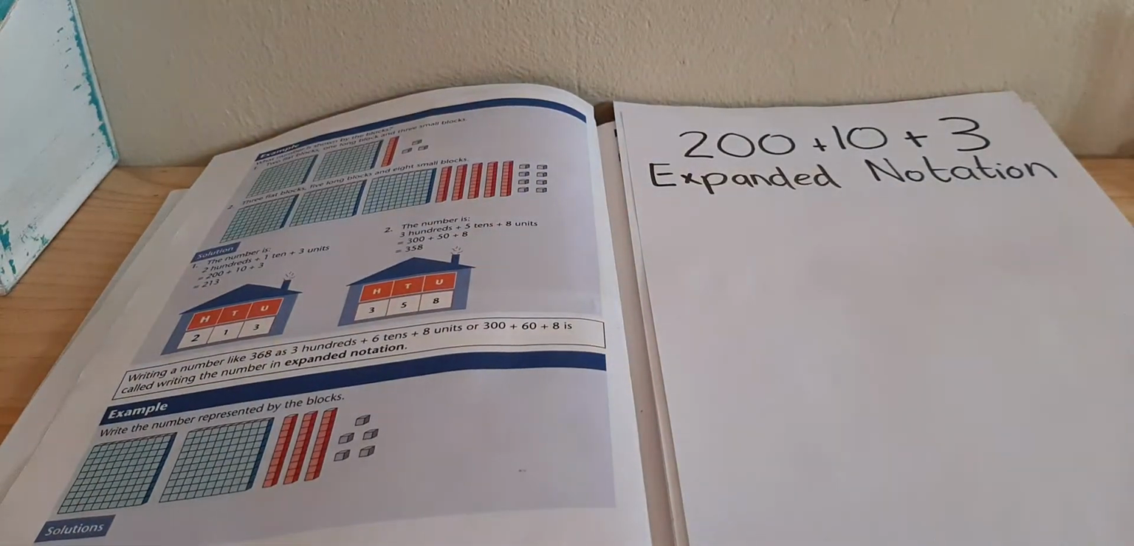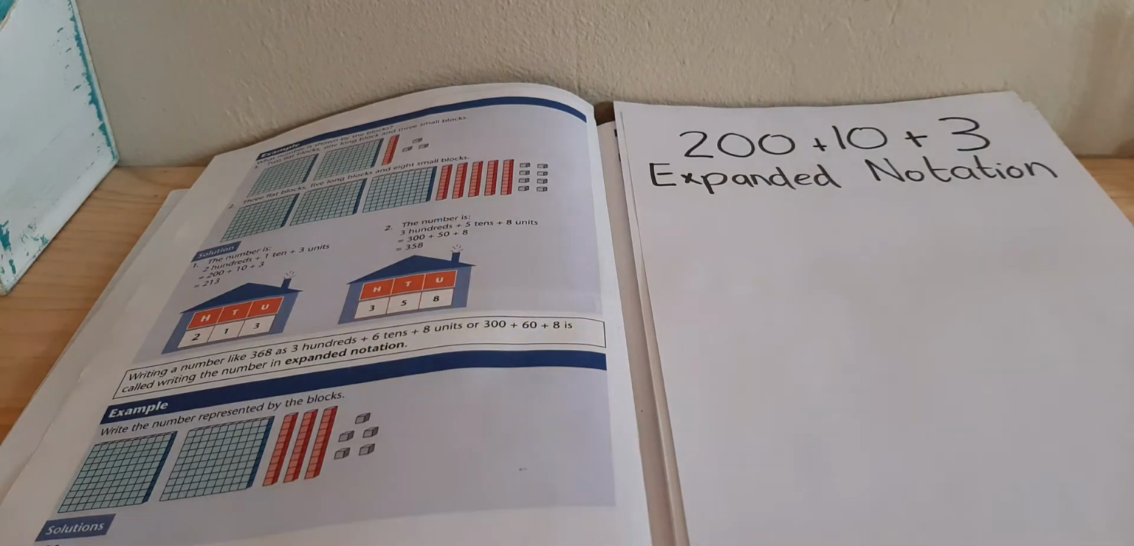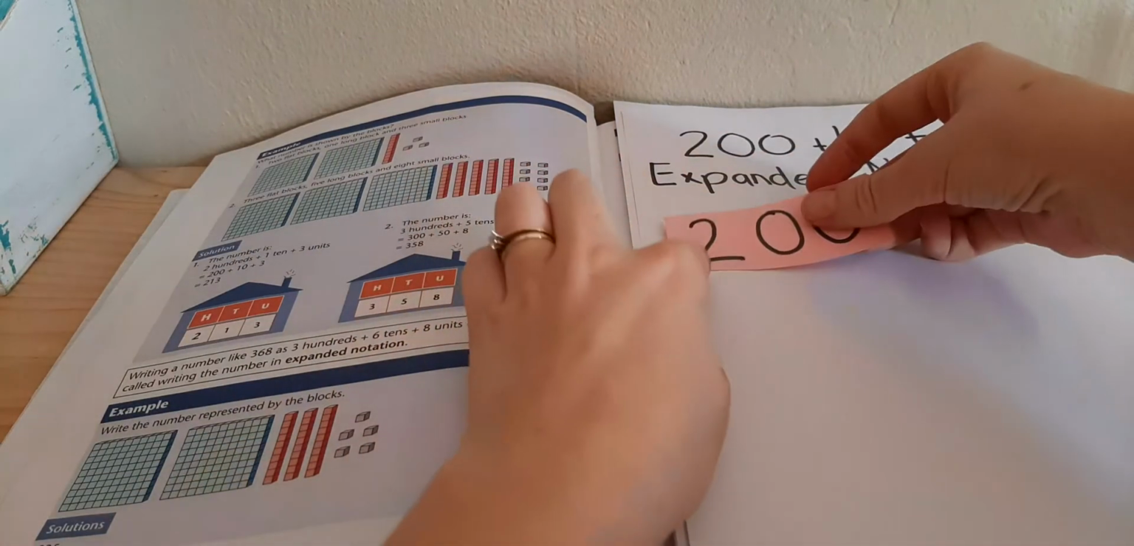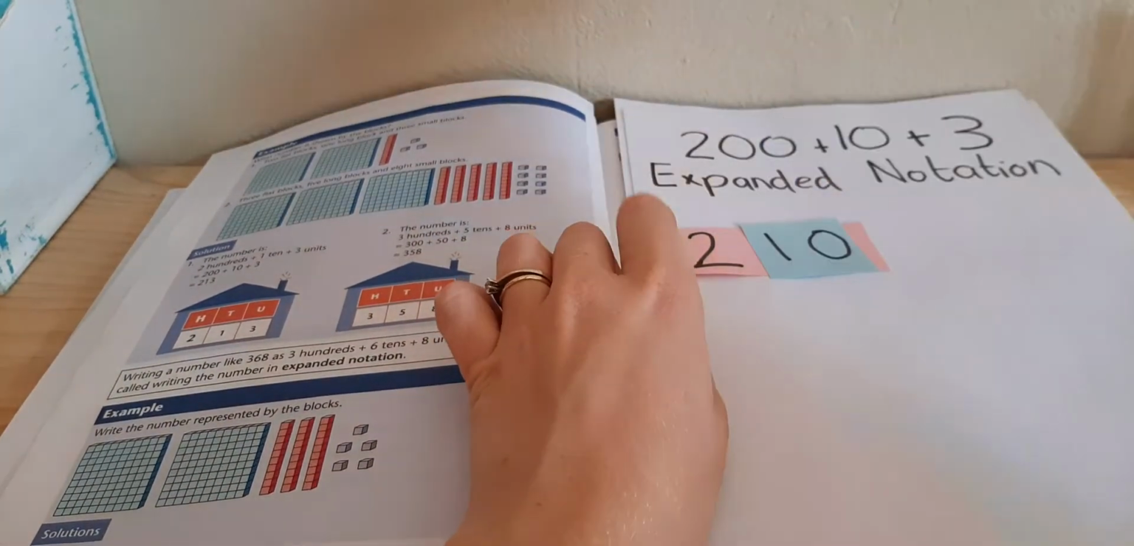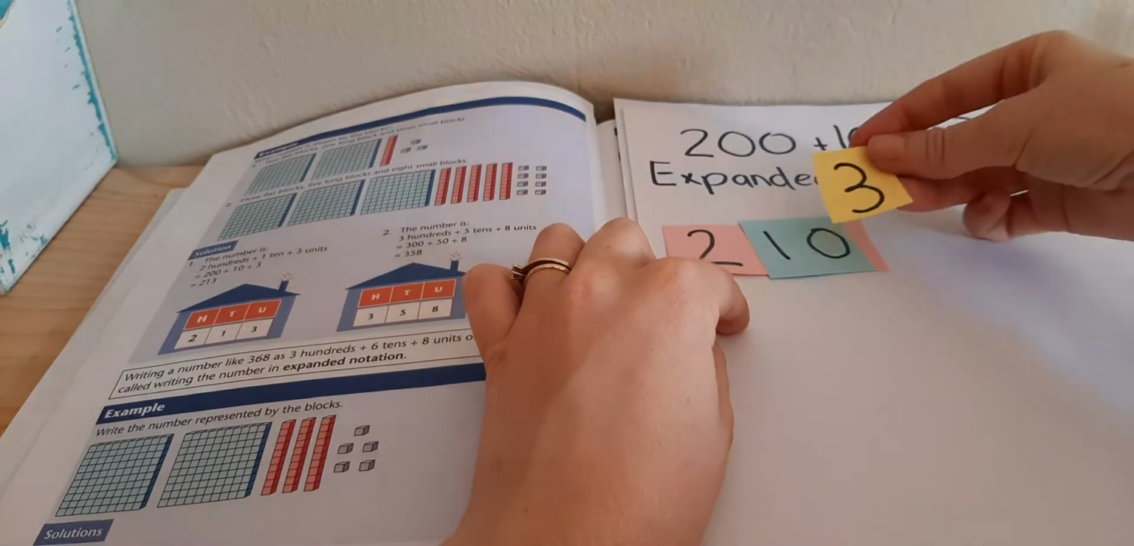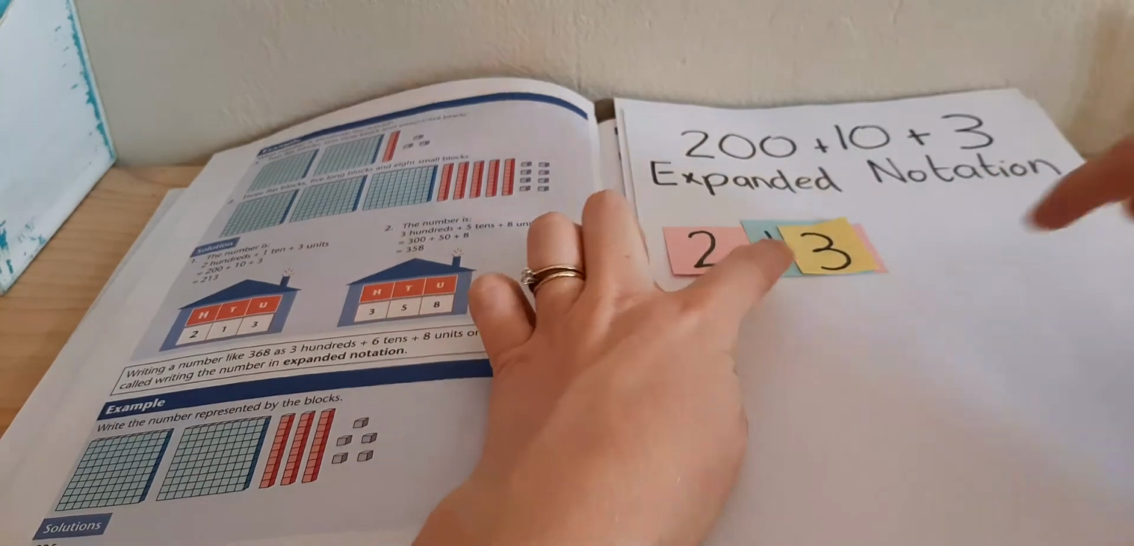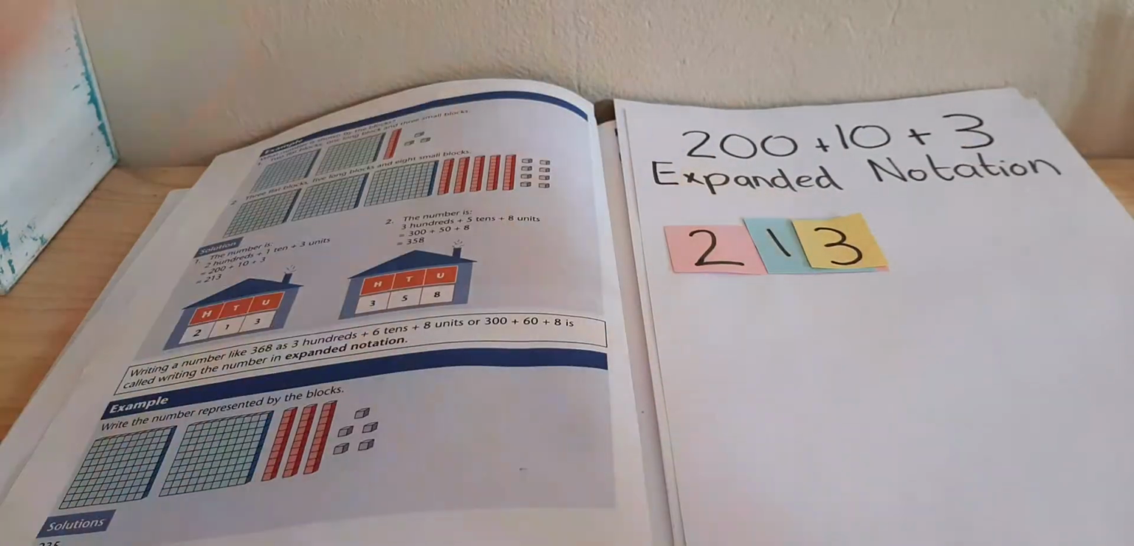Okay, so how would we write this as one big number? Okay, so we have got 200 plus 10 plus, what's our last digit? Yep, it's 3. So how would you write that number down now?